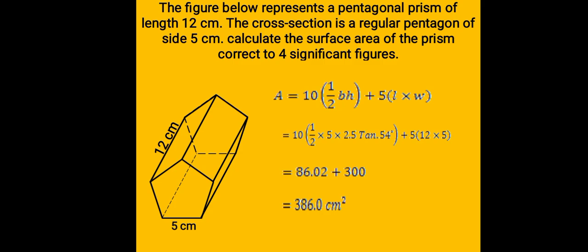So we shall have 10 triangles, half base times height, plus 5 rectangles, length times width. Now half the base length is 5 for each of the triangles, and the height is 2.5. That's half of the base length, tan 54, multiplied by 10, plus 5 multiplied by 12 multiplied by 5. So if we simplify, we get that the pentagonal prism has an area of 386 centimeters squared.